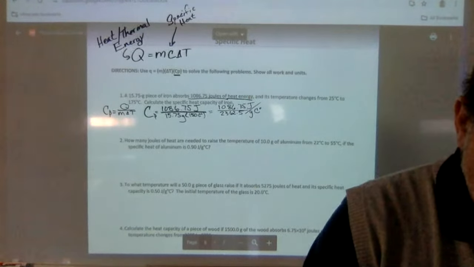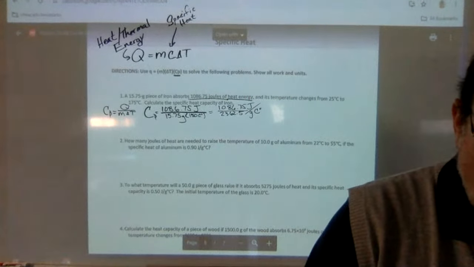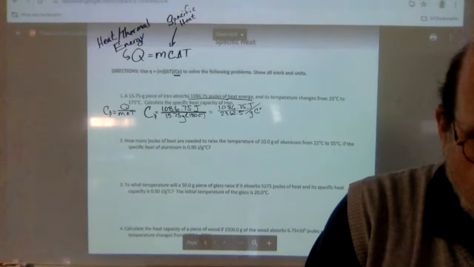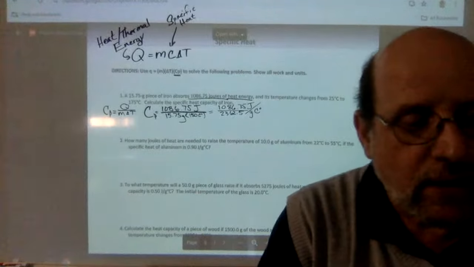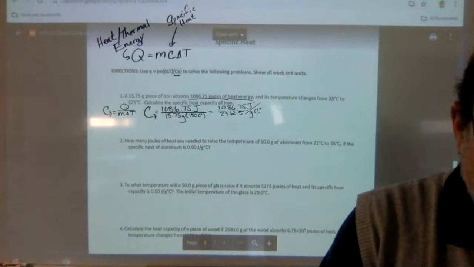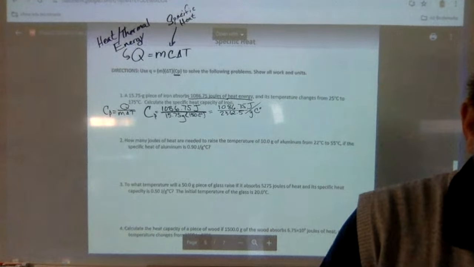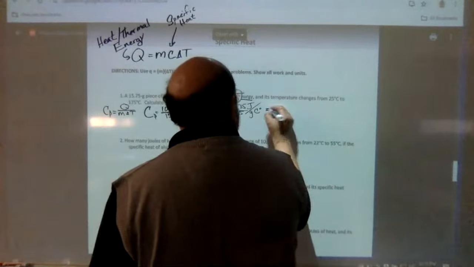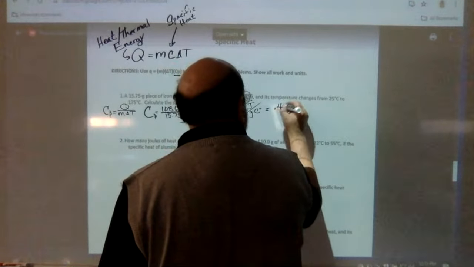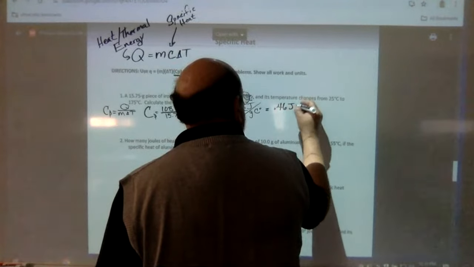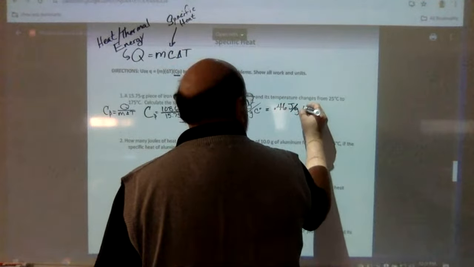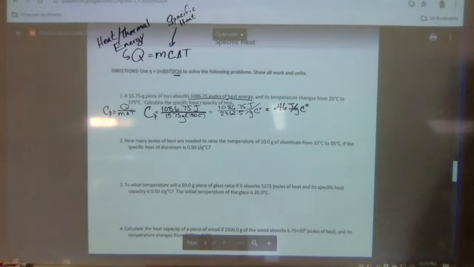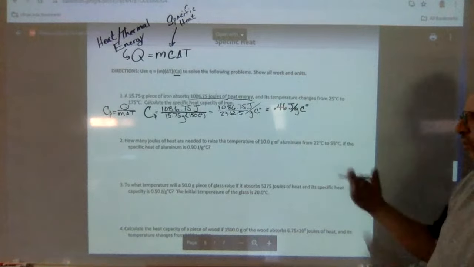So if I do this math, 1086.75 divided by 2362.5, I get out 0.46. So 0.46 joules per gram degrees Celsius. Sound good? There it is.